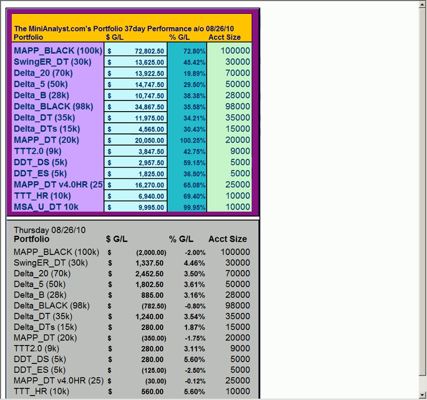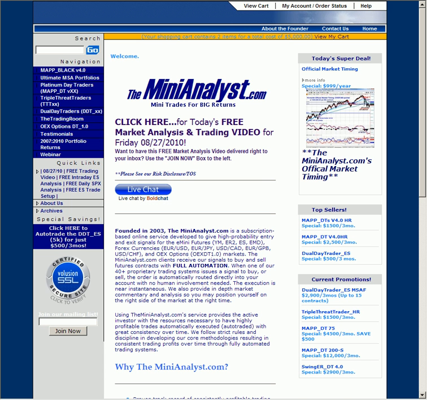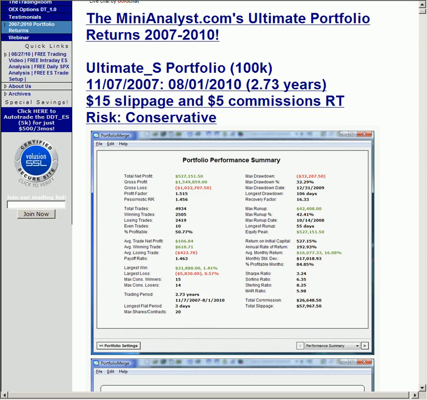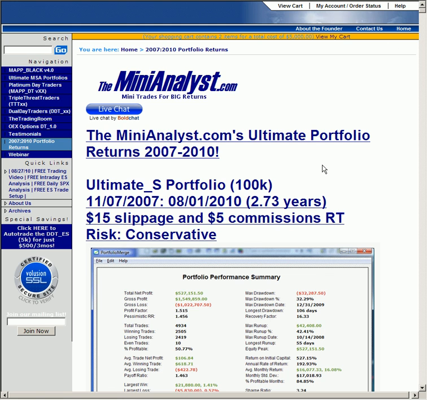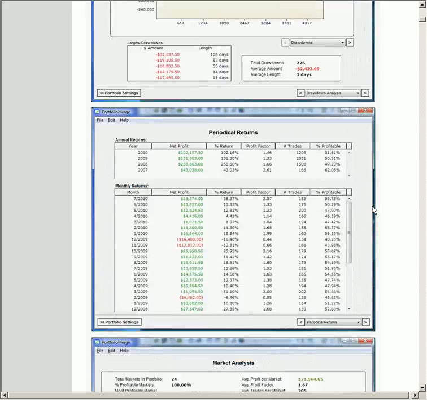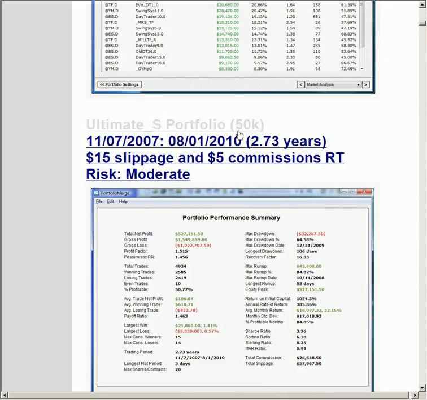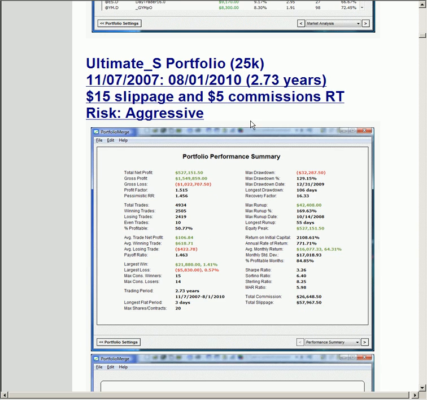We mentioned our updated performance returns. We're going to look at those right here. If you just go to the website and go to the, getting a little bit of delay there, 2007 to 2010 portfolios, you will see the Ultimate S portfolio, 100K. The beautiful thing about this portfolio is that you can choose your capital. 100K, 50K, $50,000 right there, $25,000 for the Ultimate S portfolio. These are all updated from 2007 through August 1st.